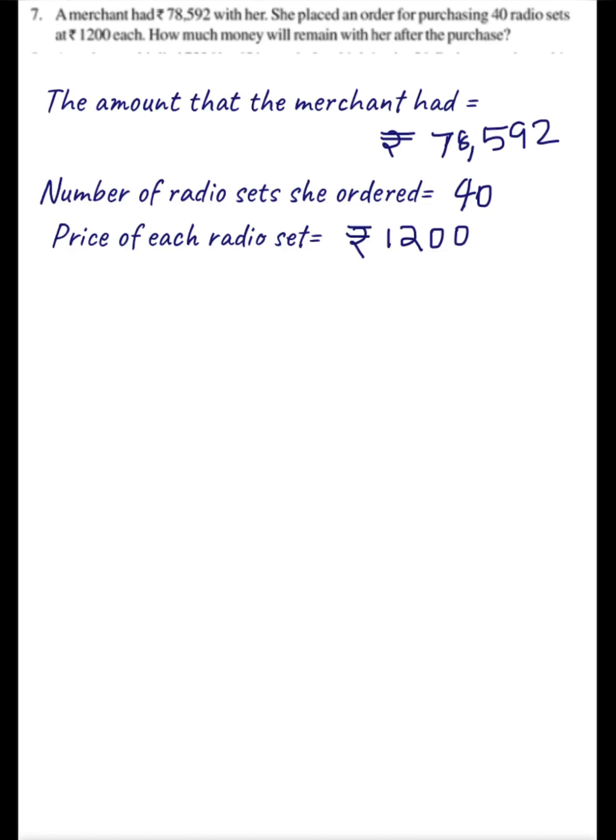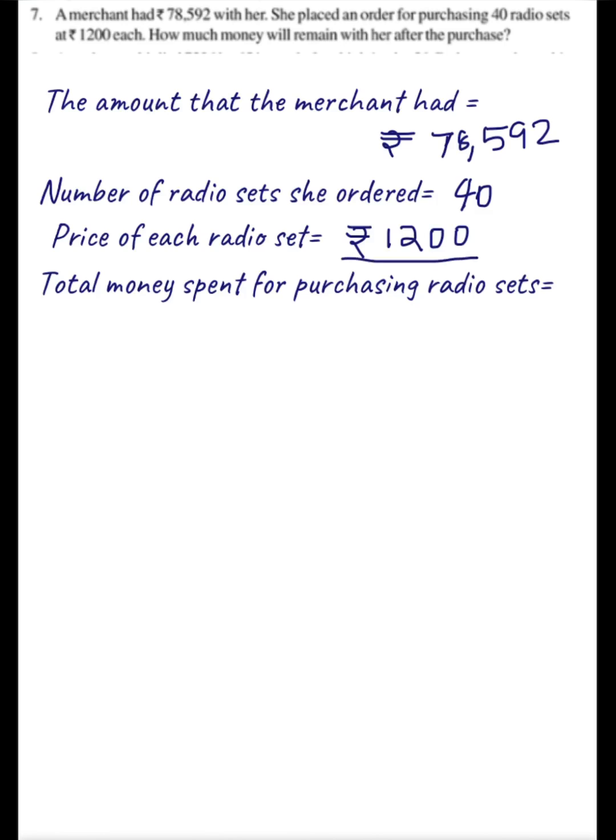Okay. Now, how much money will remain with her after the purchase? That is the question. First, you should calculate the total money spent for purchasing radio sets. So, first let's find it. That is total money spent for purchasing radio sets. How will you find it? You know that the price of each radio set is what? 1,200 rupees, and you are purchasing 40 radio sets, is it?